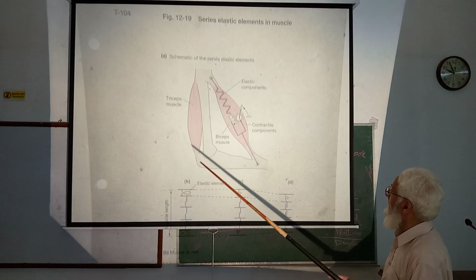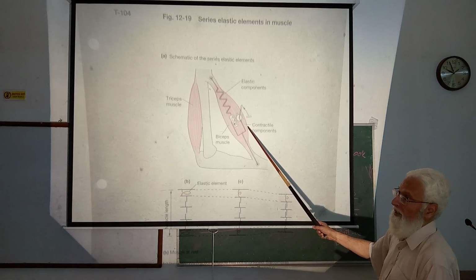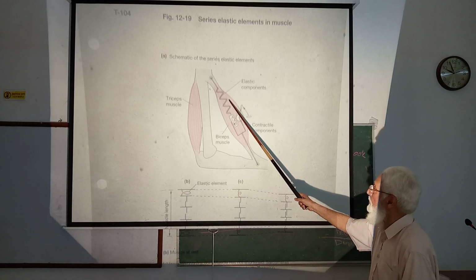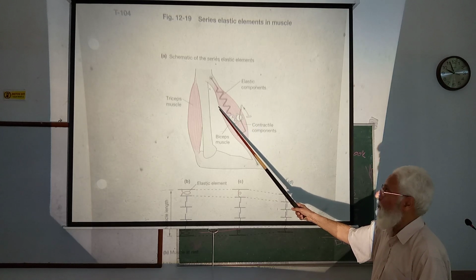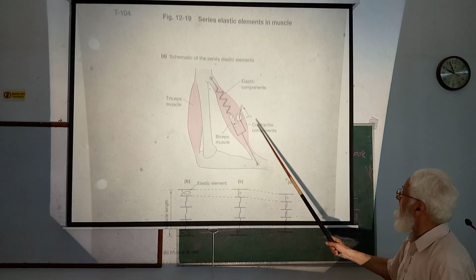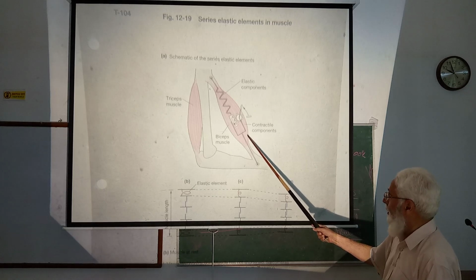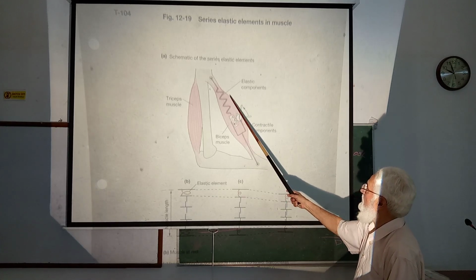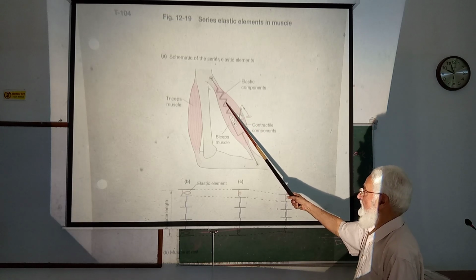During muscle contraction, the contractile component undergoes shortening, while the elastic component undergoes stretching. So keep in mind, the contractile component during muscle contraction undergoes shortening, while the elastic component undergoes stretching.